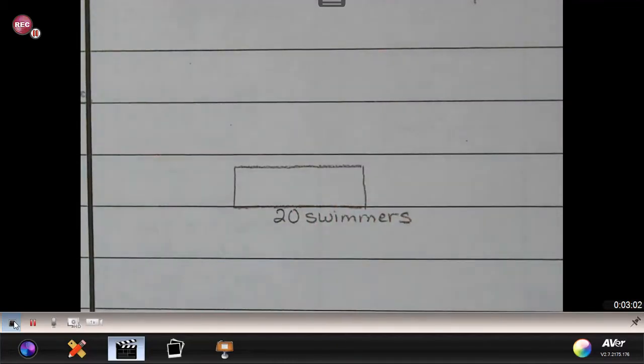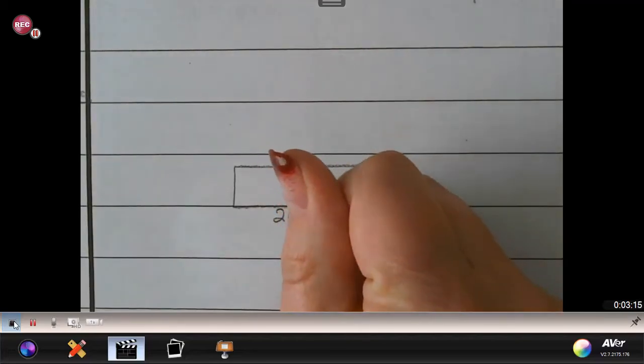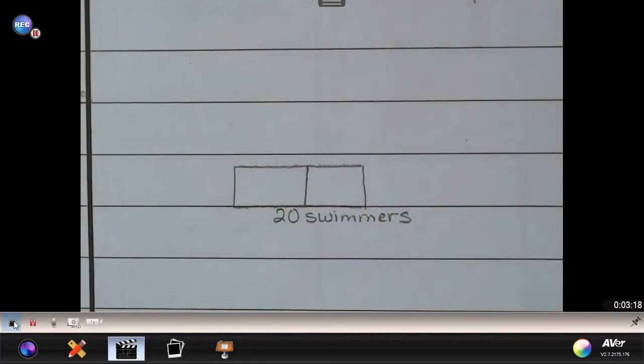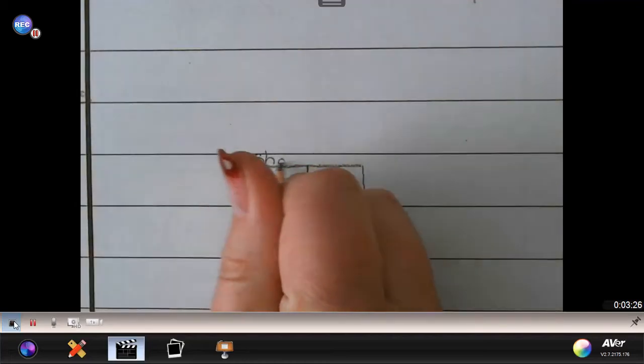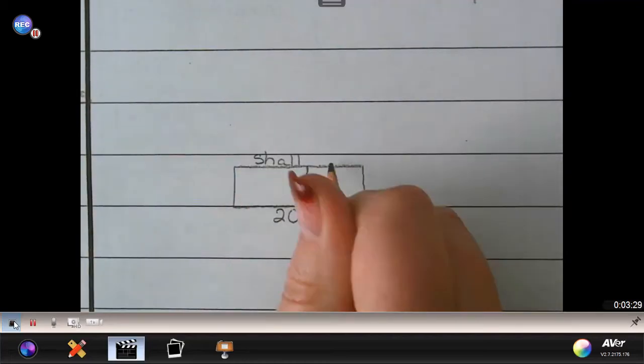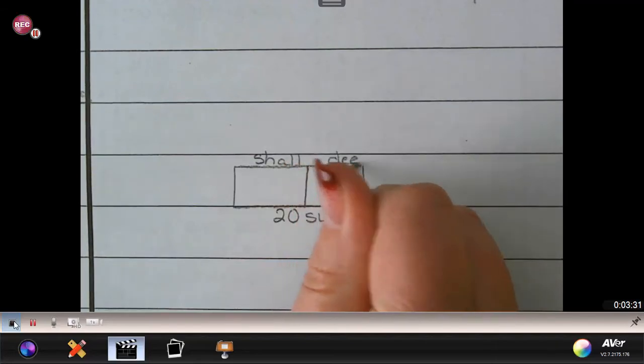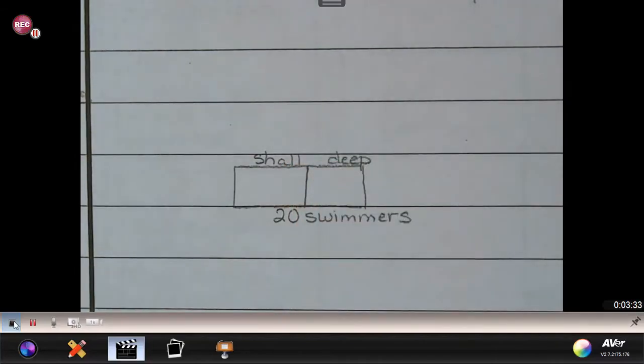Now, if you remember back to the problem, it also mentions there are 2 parts to the pool. It didn't say 2, but it gives you shallow end and deep end. They don't give us another number to use, but they give us the idea of 2 parts. So this being the shallow end, and I'm just going to put S-H-A-L, and this being the deep end of the pool. That's 2 parts.